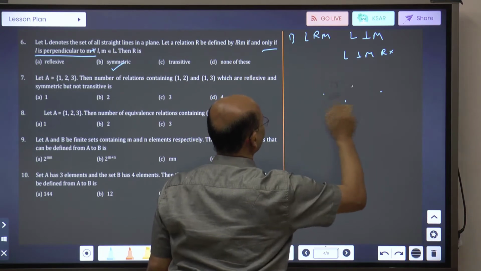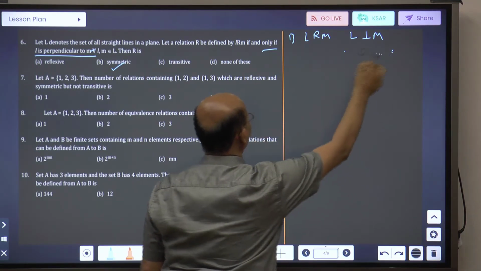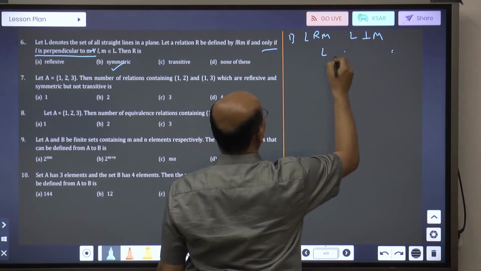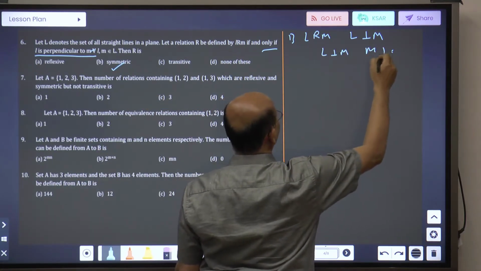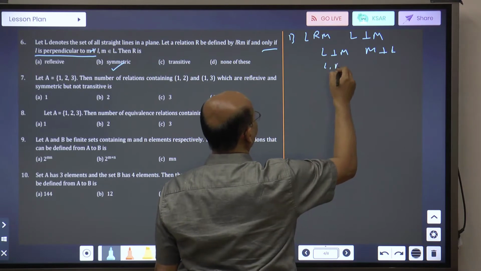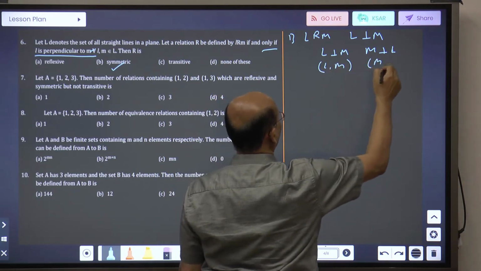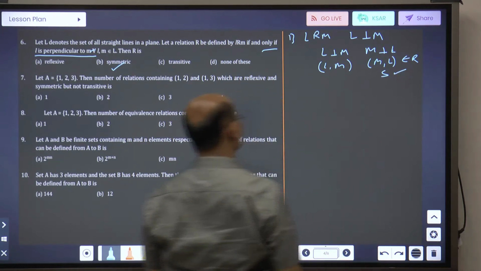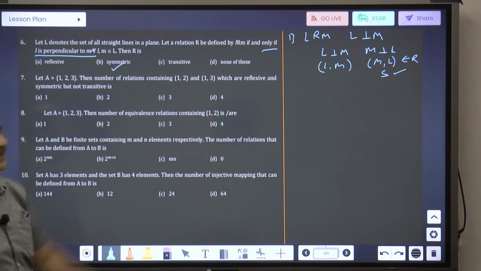So I hope you got this point clear. This is the way you deal with the question. I can say here L is perpendicular to M, M is perpendicular to L. This is LM and this is ML, belongs to R. Therefore I can say symmetric. Tick mark. Don't mind that. Let us take the second question.